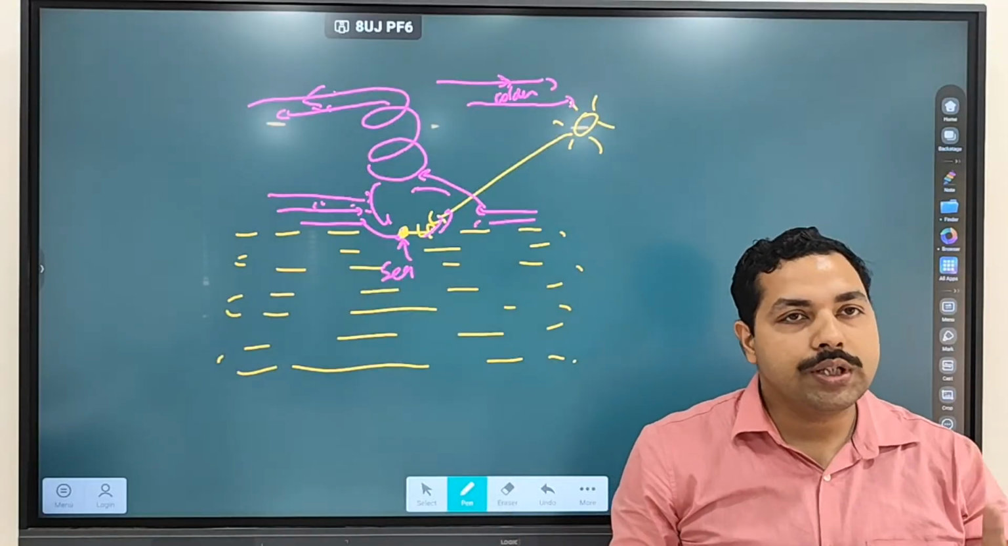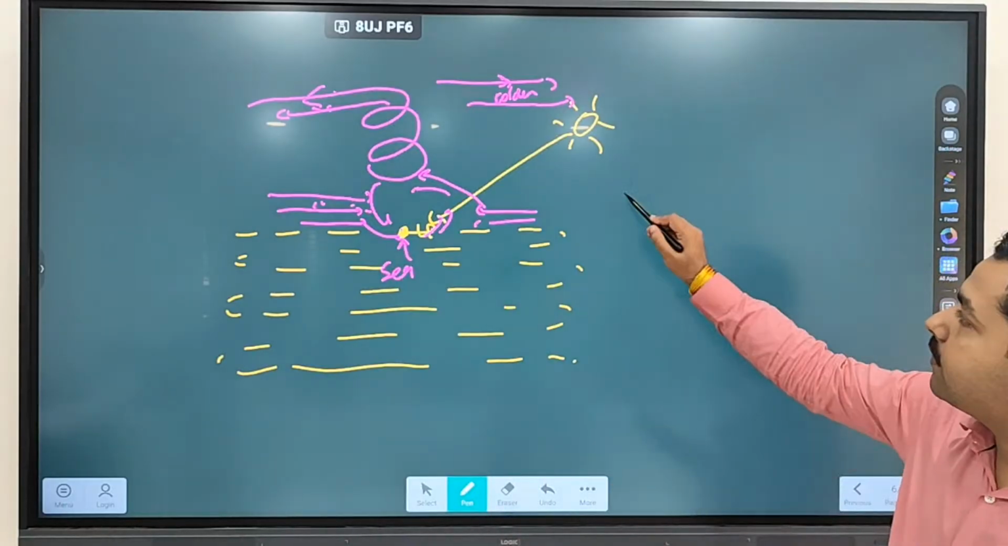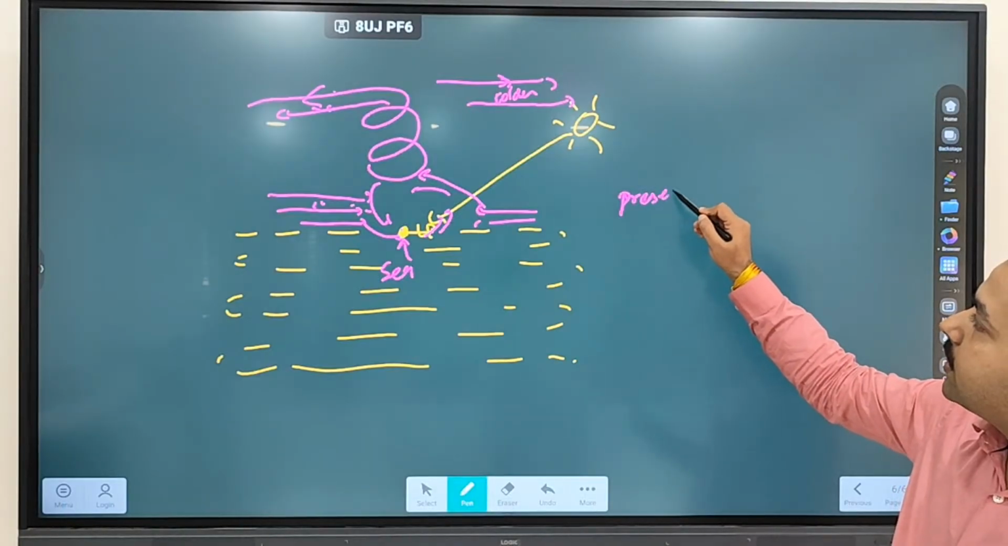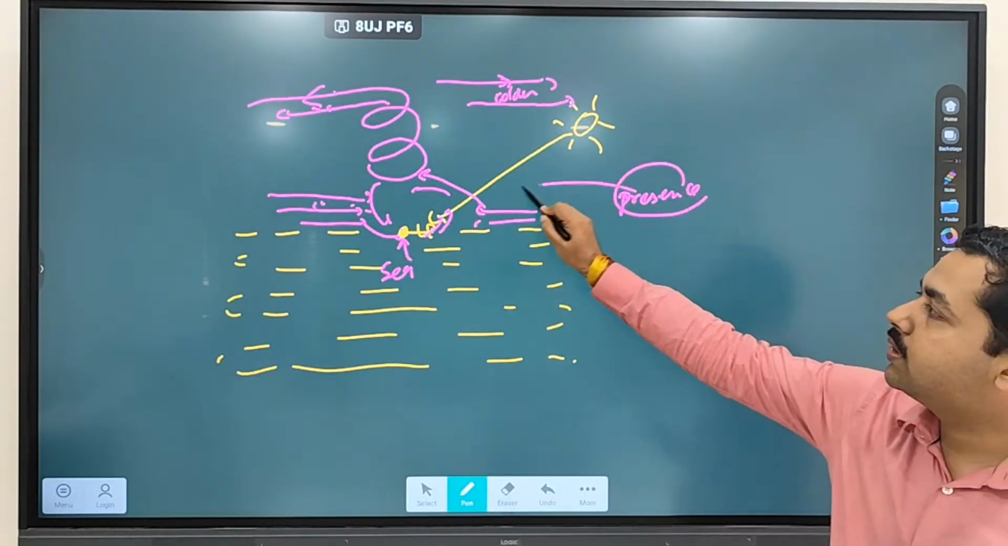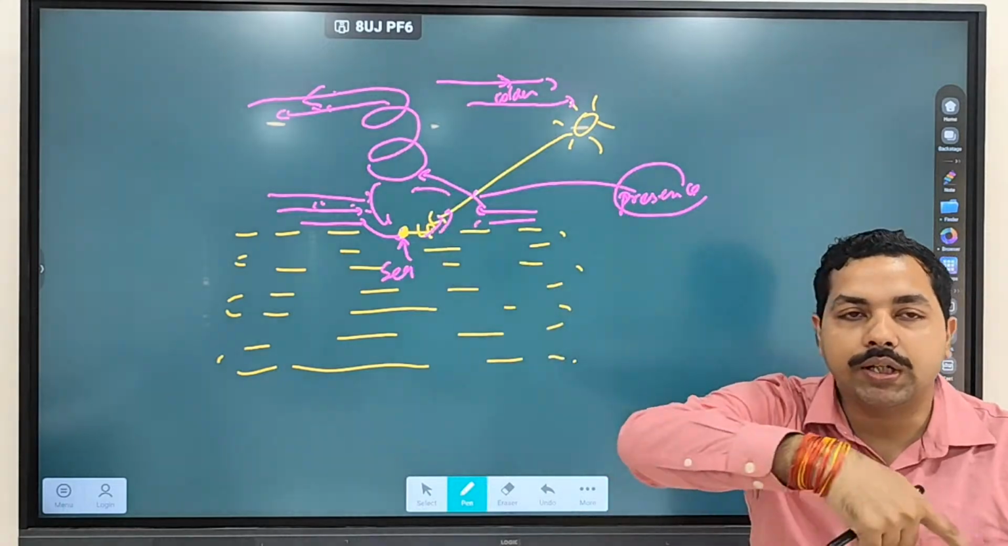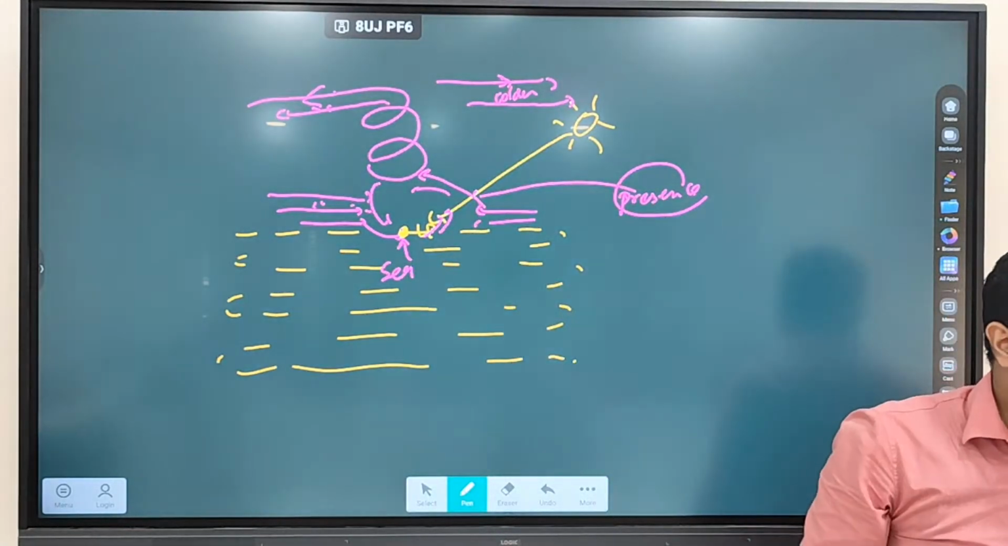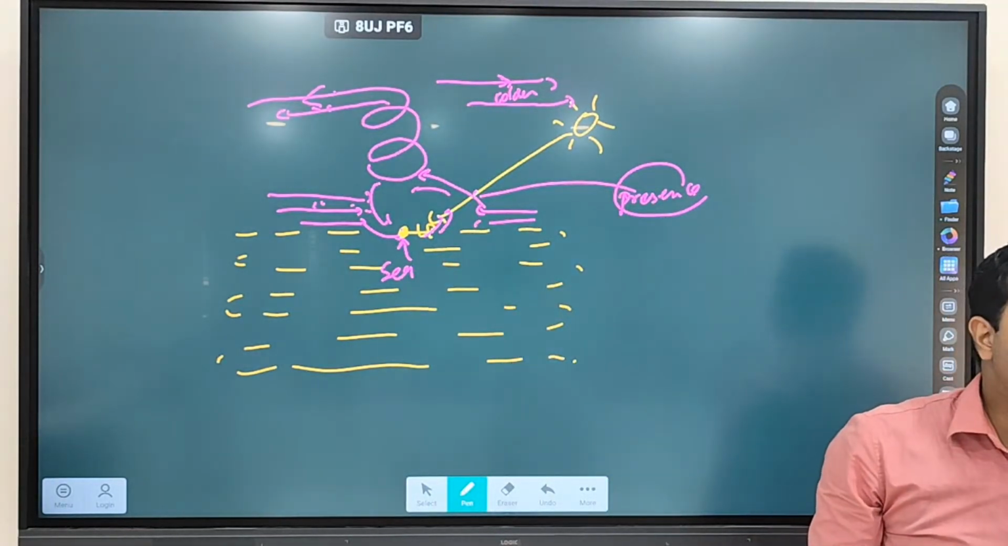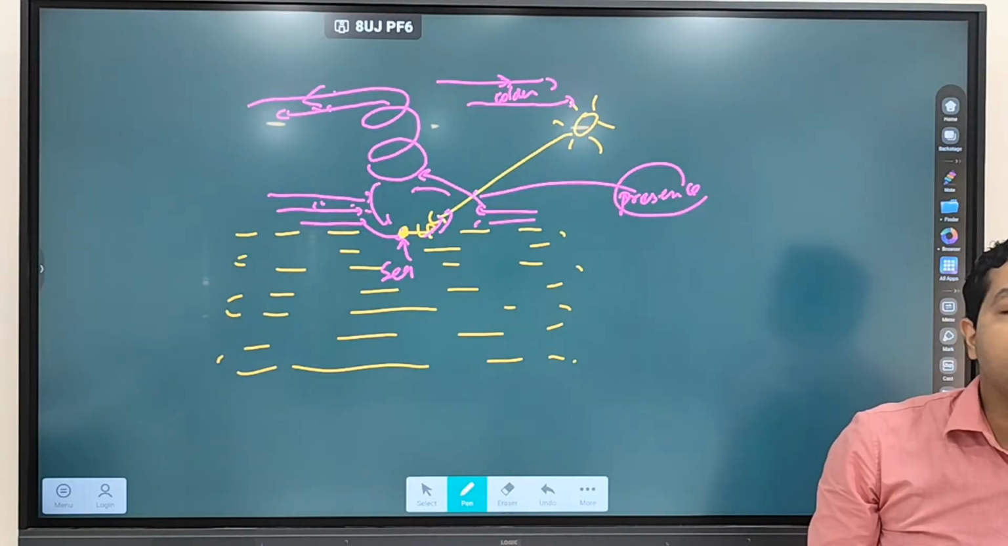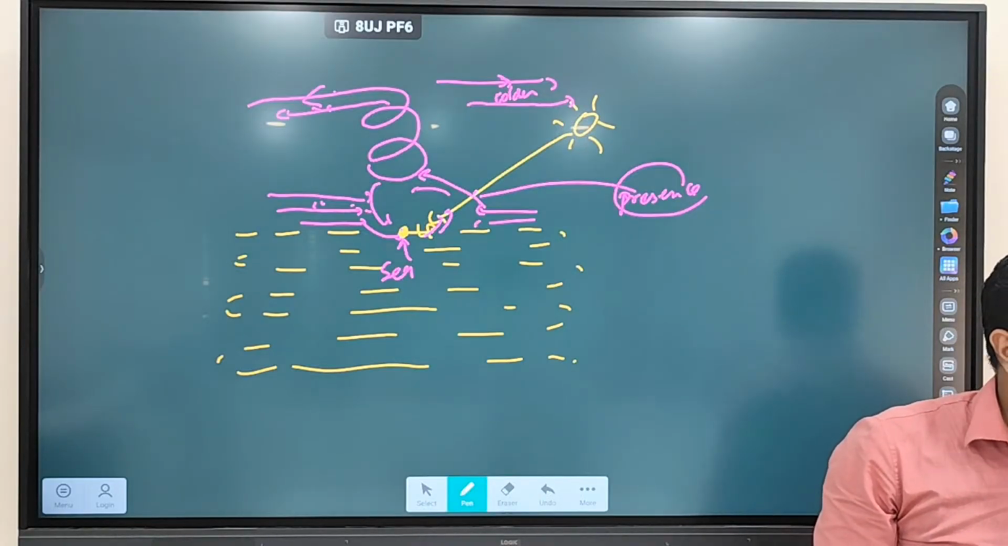Fine. So these are the conditions. And lastly, we have written the presence of Coriolis force. This Coriolis force is required to create a rotating wind. Fine. So these five conditions are absolutely necessary to form a tropical cyclone.